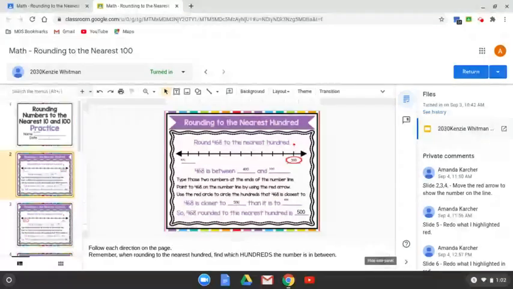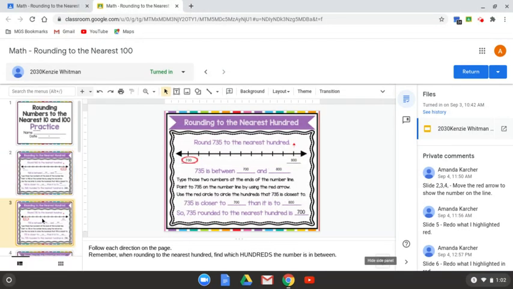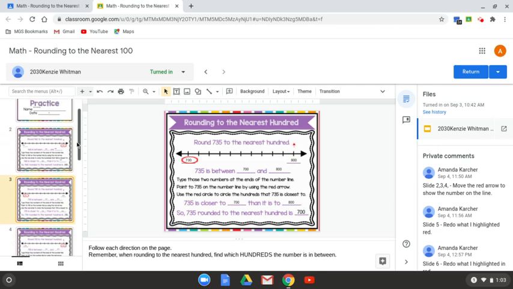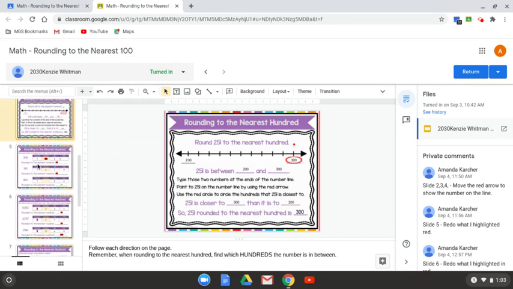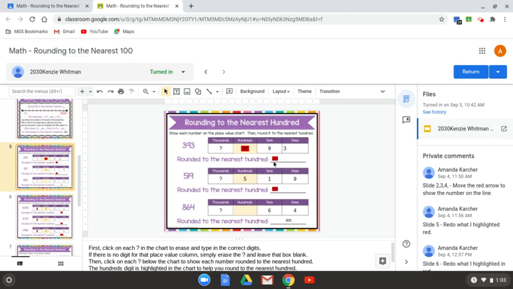Your slide 2 looks great. For slide 2, move that red arrow to show 468 on the number line. For slide 3, the same thing. Move that arrow for me. And for slide 4, do the same thing, okay? So slide 2, 3, and 4, move that red arrow to show where the number would land on the number line.